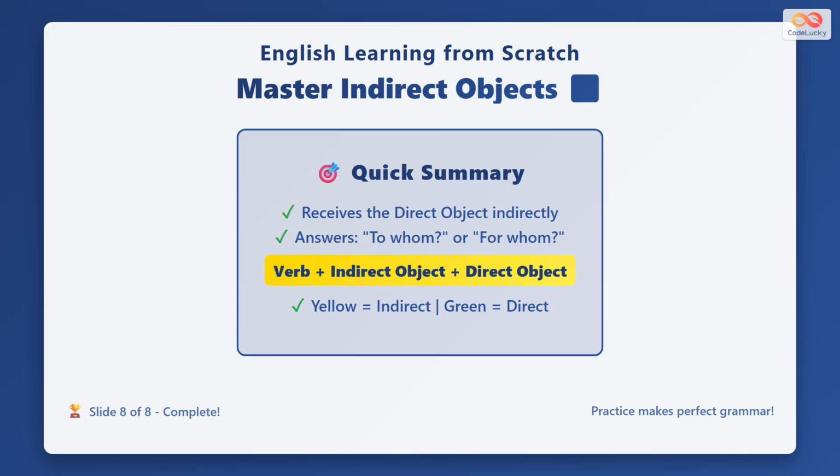An indirect object is a noun or pronoun that receives the direct object of the verb. It always answers the question "to whom" or "for whom" the action is done. Remember, the indirect object is placed between the verb and the direct object in a sentence. Practicing these will make understanding grammar easier.